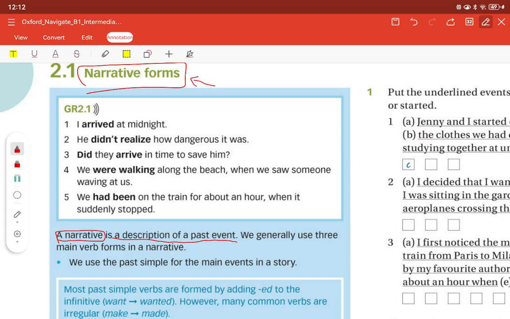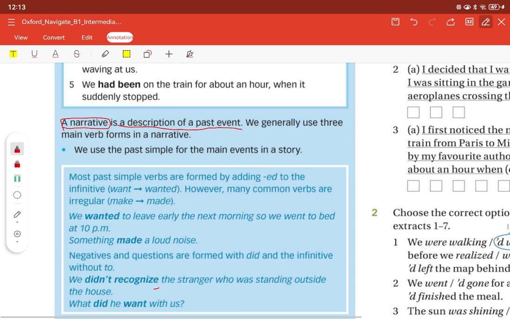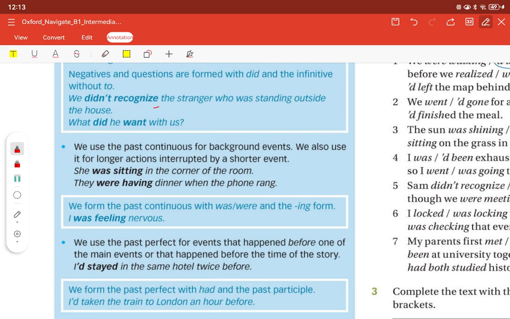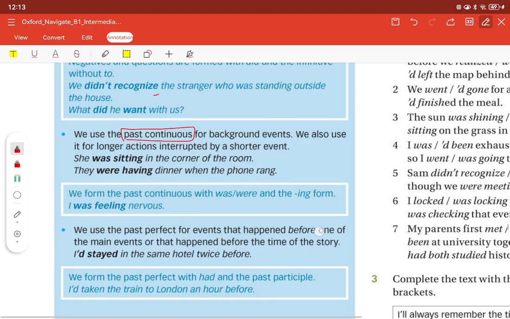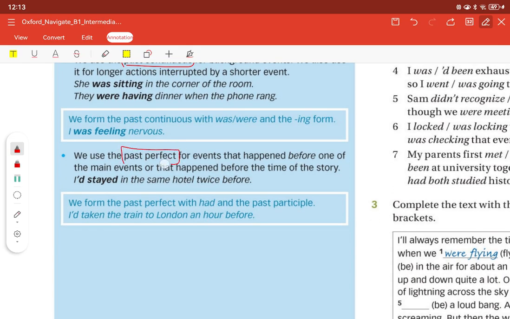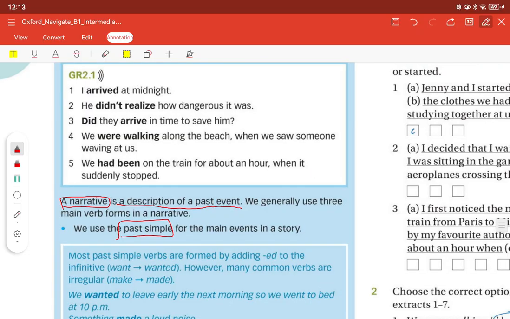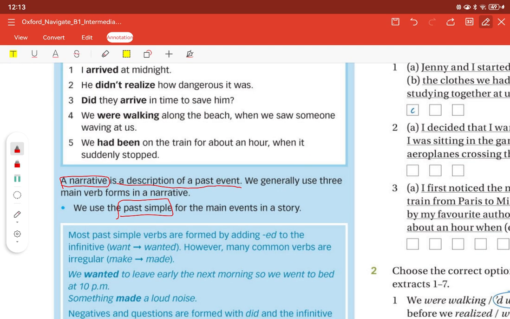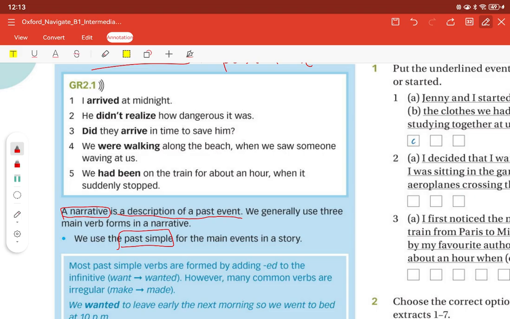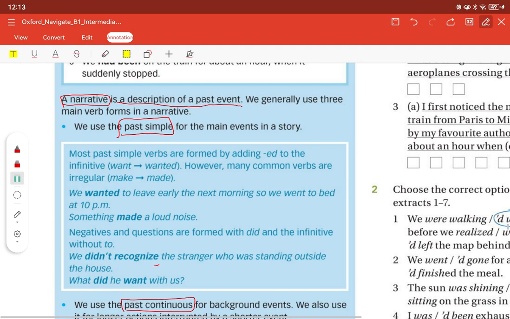Remember that when we say narrative form, we have to use past tense, especially these three tenses here: the past simple, the past continuous, and the past perfect. So when we want to talk about events that happened in the past, let's take a look at the first one, past simple.